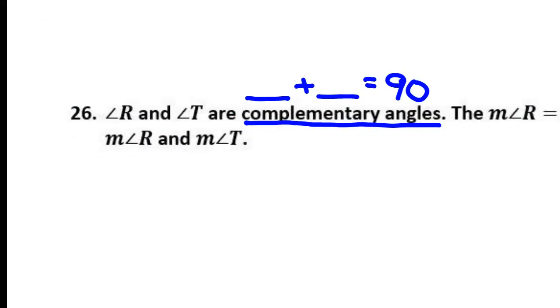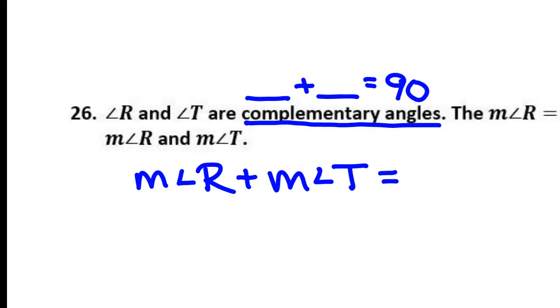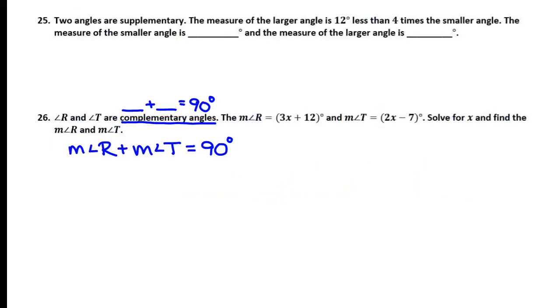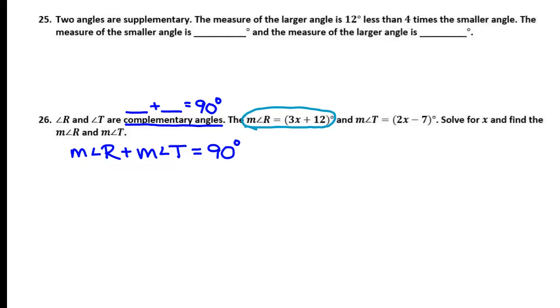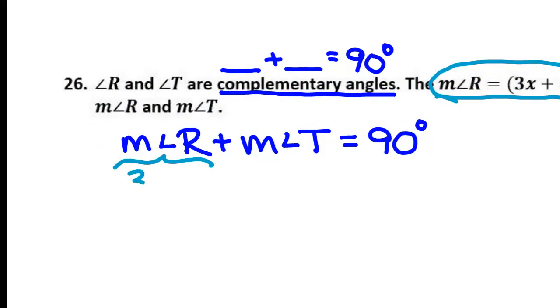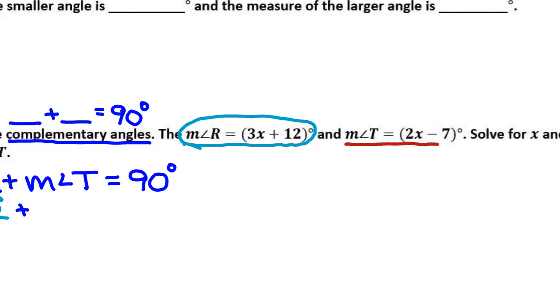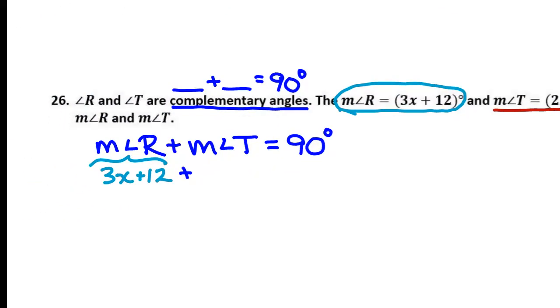We know the names of these two angles. It's the measurement of angle R plus the measurement of angle T that are adding up to 90 degrees. And then it tells me right here, the measurement of angle R is 3x plus 12. So in the place of R, I'm going to put 3x plus 12. In the place of angle T, I'm going to put 2x minus 7. And that is equal to 90.